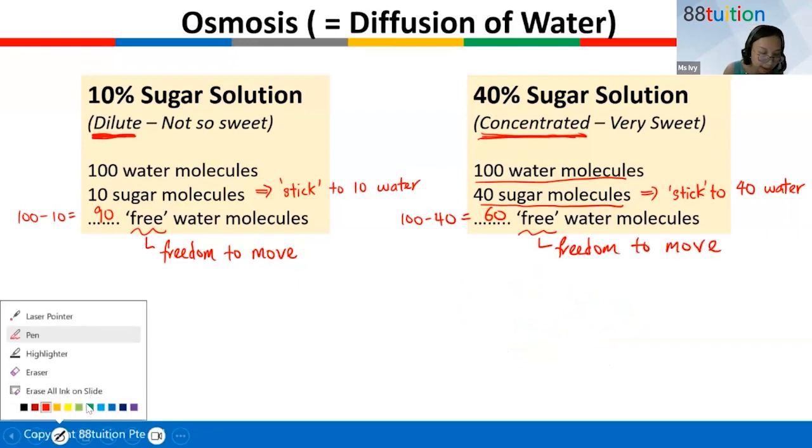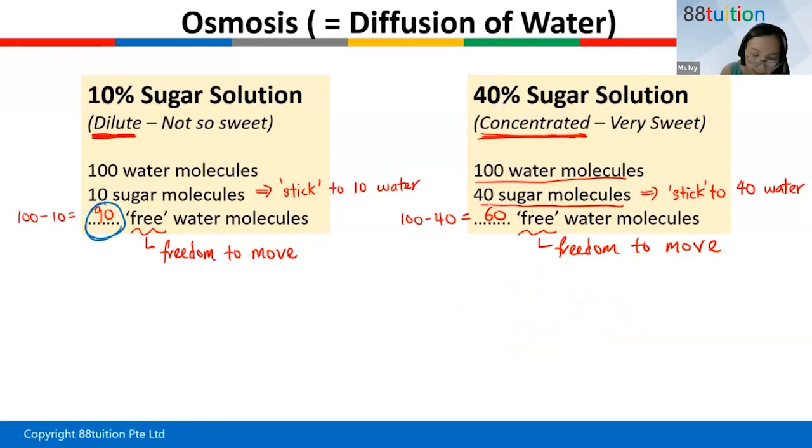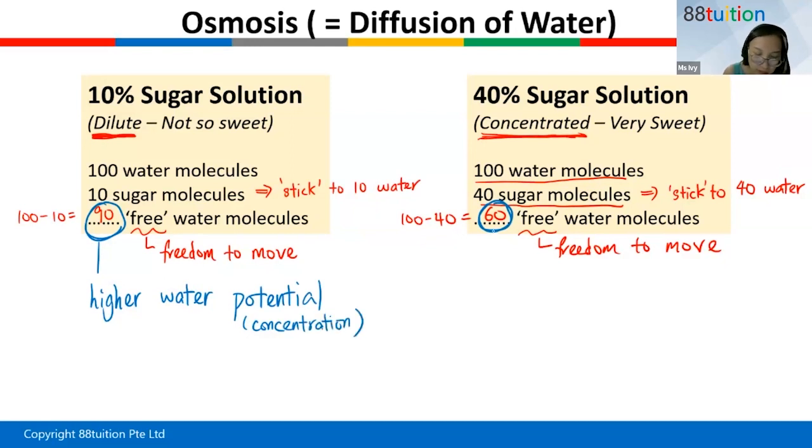Then now you compare this one, 90 and 60. So therefore, this is what I call higher water potential. Instead of using water concentration, it is like concentration, but a better word is potential. So here will be lower water potential. Well, 60 is a smaller number compared to 90, right? So lower water potential, higher water potential.